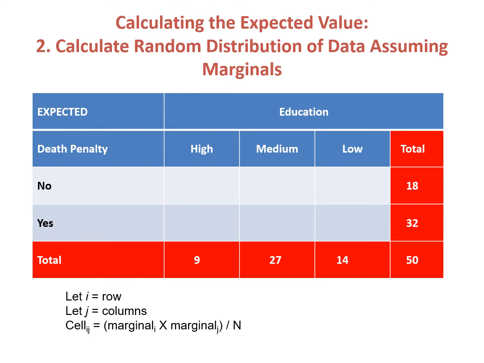And here is how we do that calculation. For each cell, we take the row total for that cell, multiply it by the column total for that cell, and then divide by the grand total. This is what that looks like when we calculate that. So here's the equation for each cell within the table calculated based on the marginals. So this is our expected value.